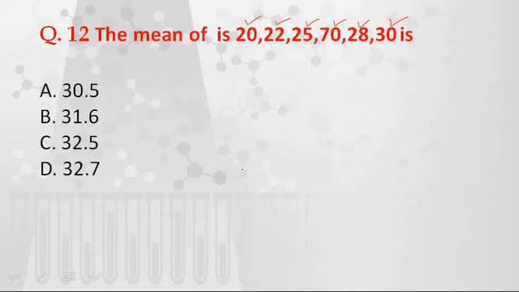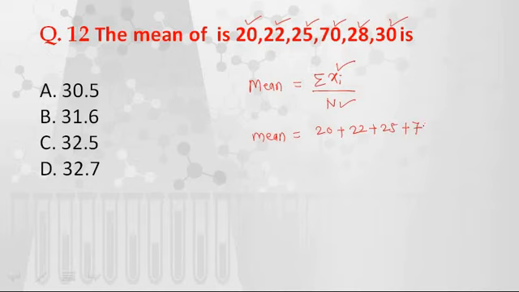So this is an individual series data where all the observations are listed out, and no frequency distribution is given. For that, the formula for mean is summation of xi upon n, the sum of all the numbers divided by the count of numbers given in the collection. So we will add all the numbers: 20 plus 22 plus 25 plus 70 plus 28 plus 30 divided by now the count of numbers given in the collection.